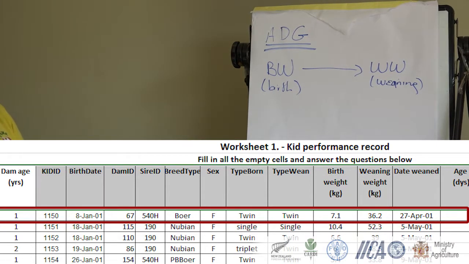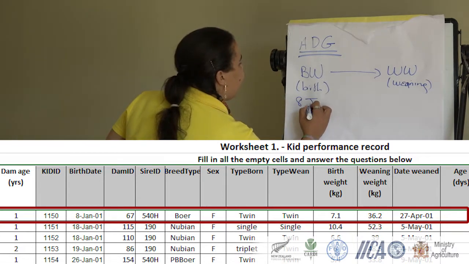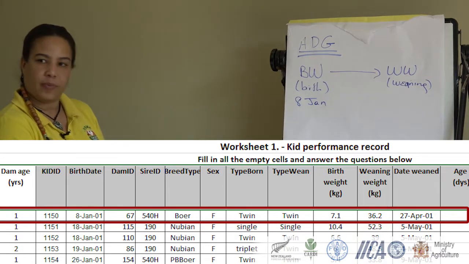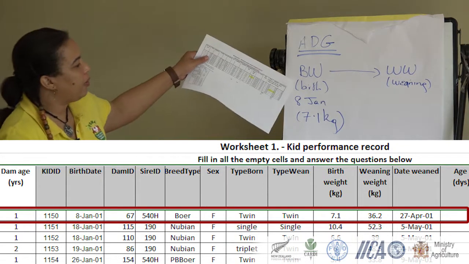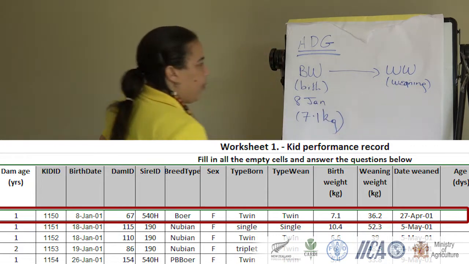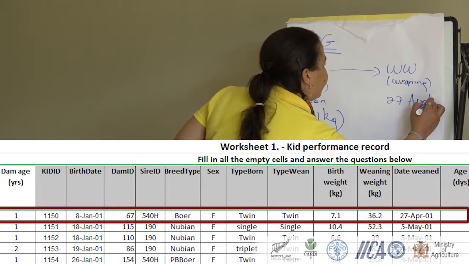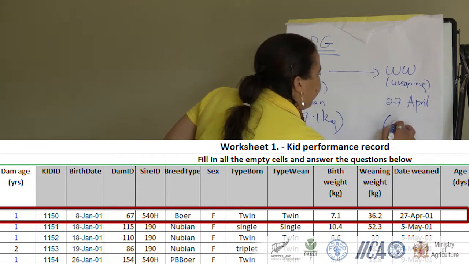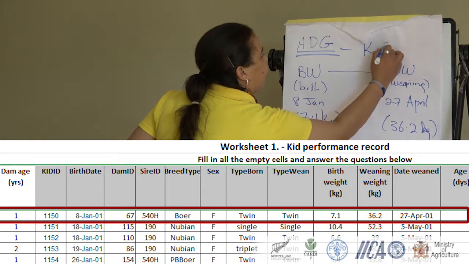So let us look at our chart. We're going to use the first one. The animal was born on January 8th. At January 8th, when it was born, how much did it weigh? It weighed 7.1 kilograms. So the animal was born the 8th of January, weighing 7.1 kilograms. We said that it went to weaning. When did it wean? The 27th of April. So how much did it weigh at weaning? It weighed 36.2 kilograms. That is great. We have that information on the kid. This is what we're doing for the kid, or the lamb.